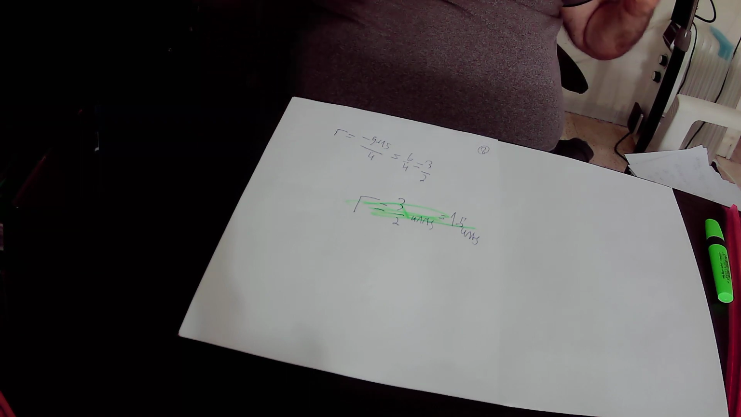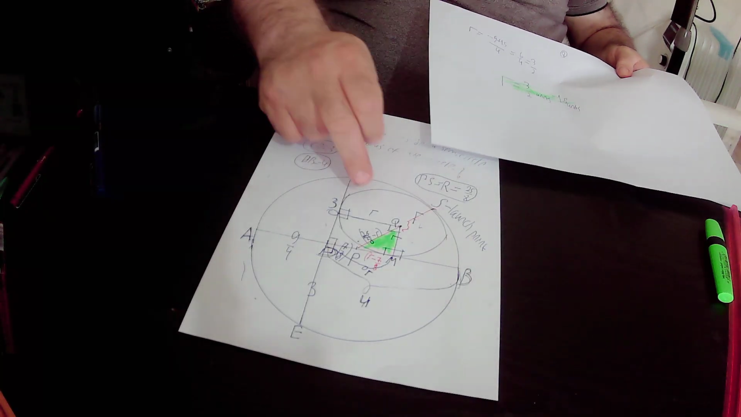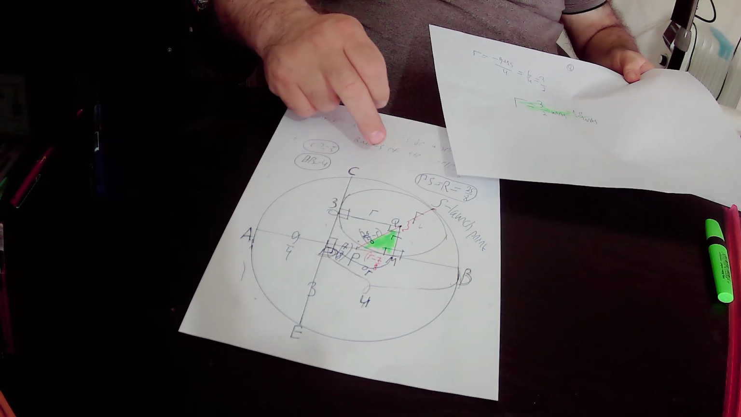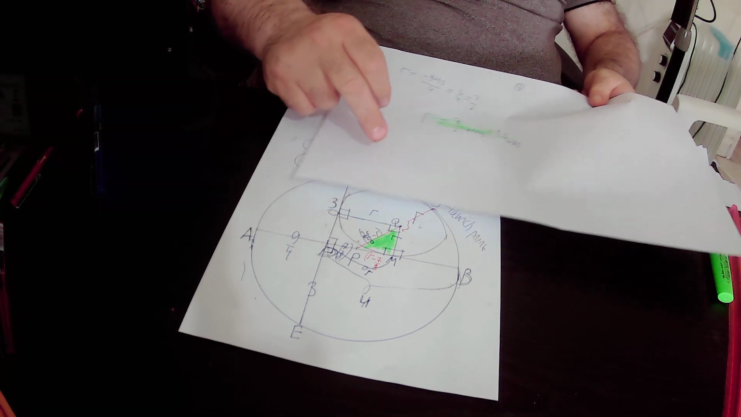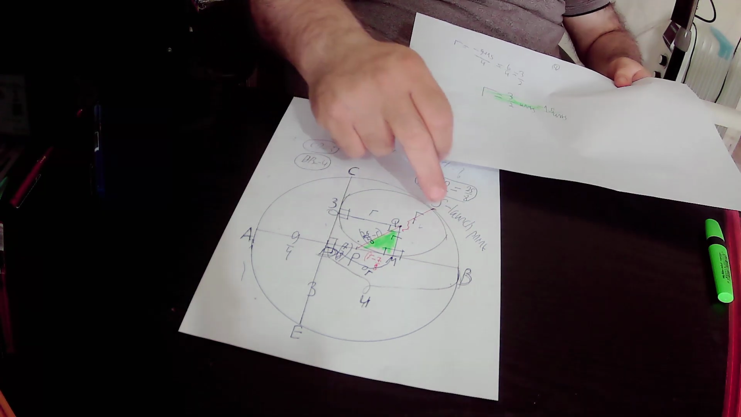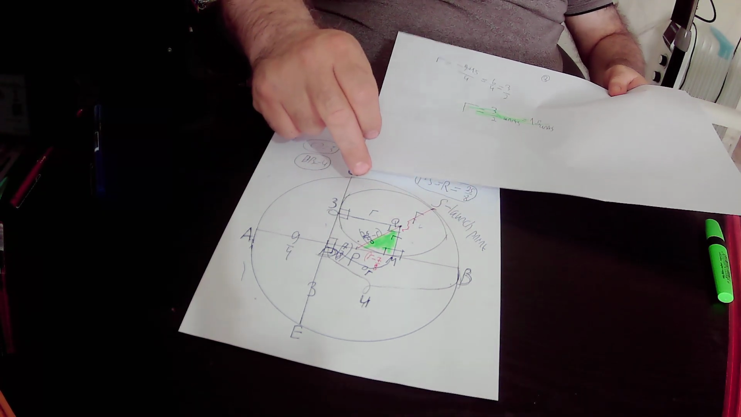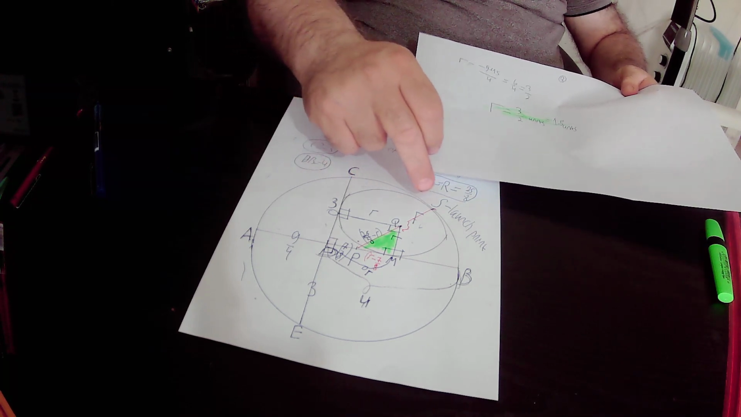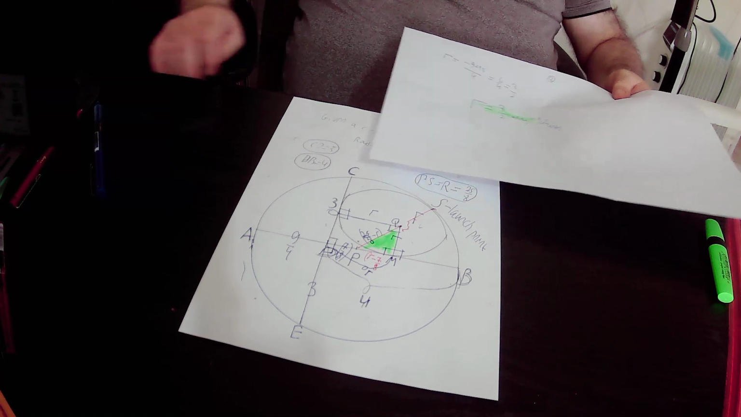So in conclusion, we found out that r, the radius of this small circle, equals 3 halves, or in terms of numbers, it is equal to 1.5 units. I'll repeat again, r, the radius of this small circle, is equal to 3 halves, in terms of numbers, 1.5 units. Okay? Thank you very much.